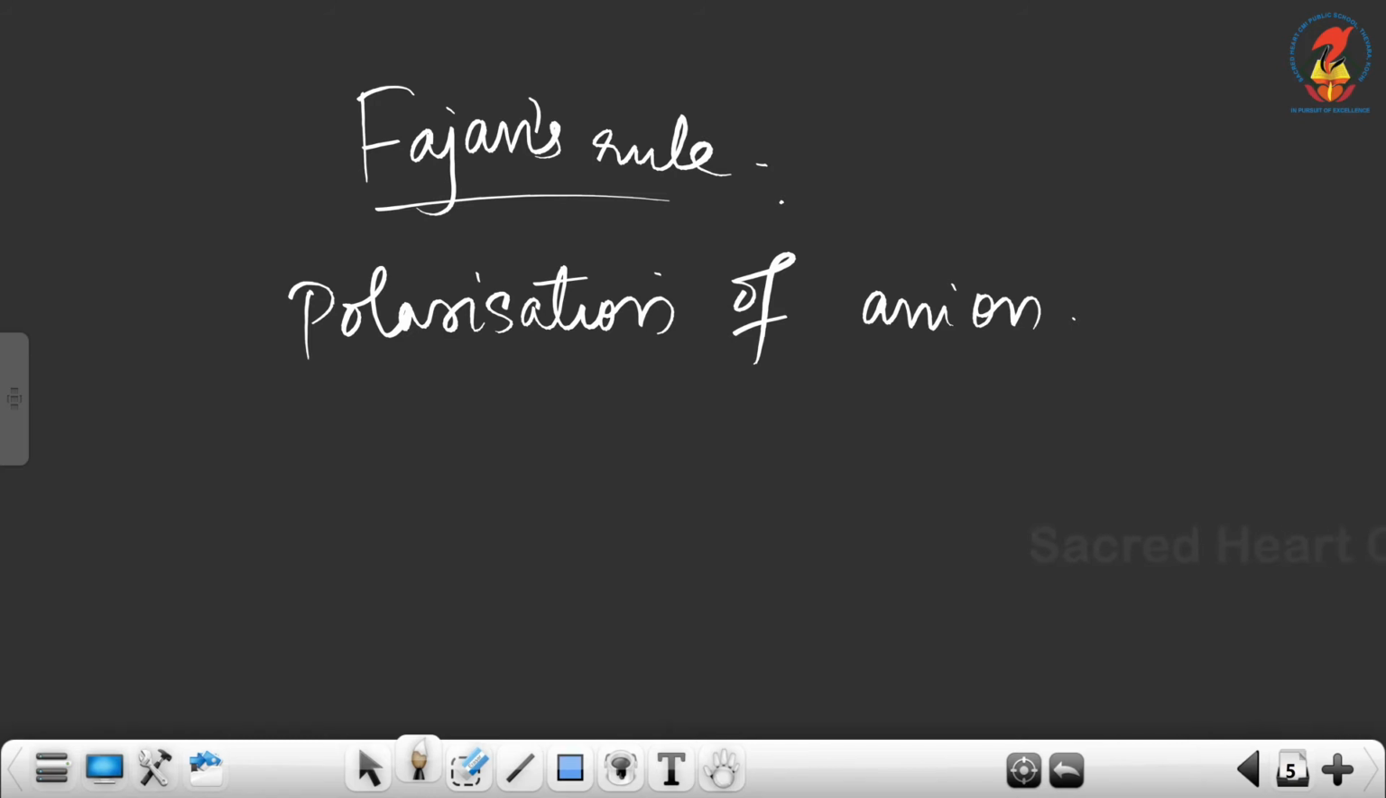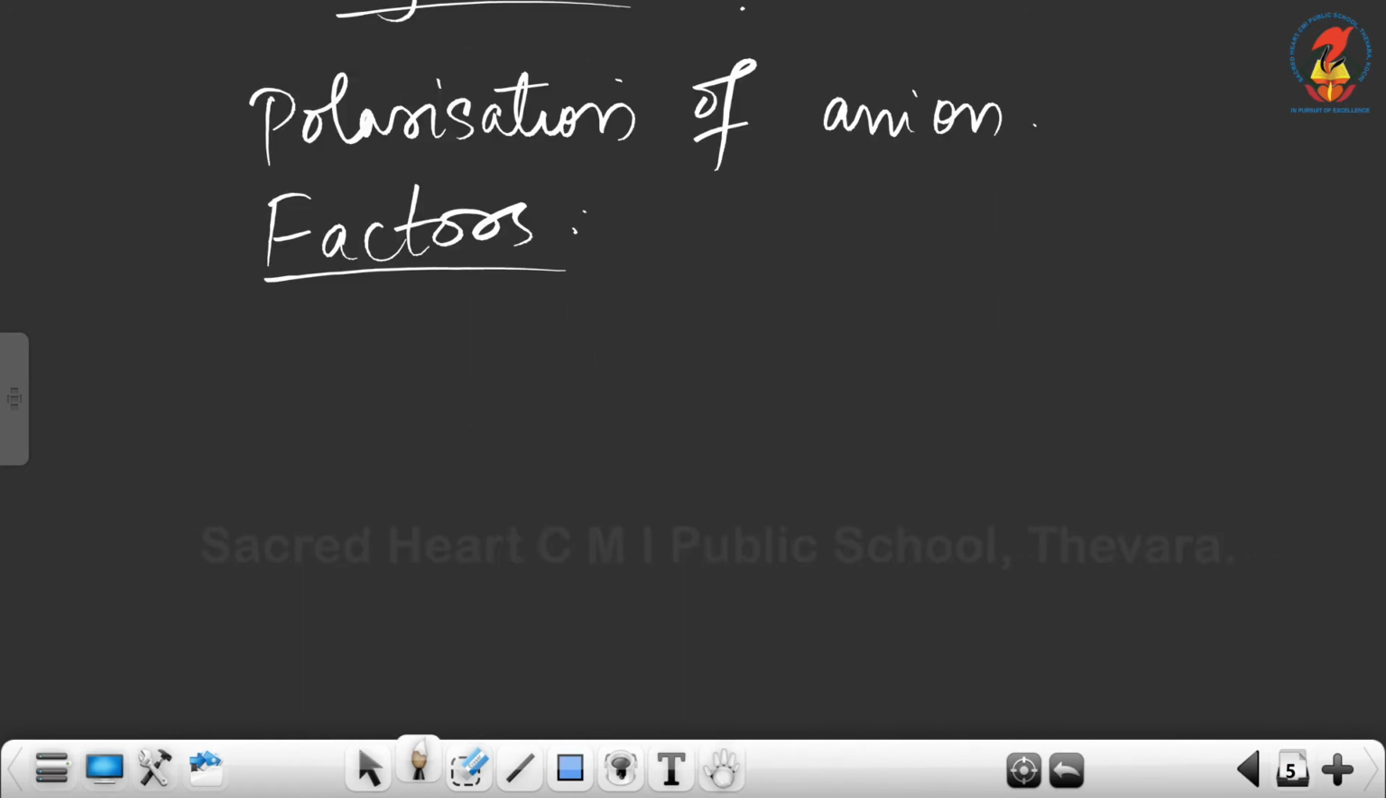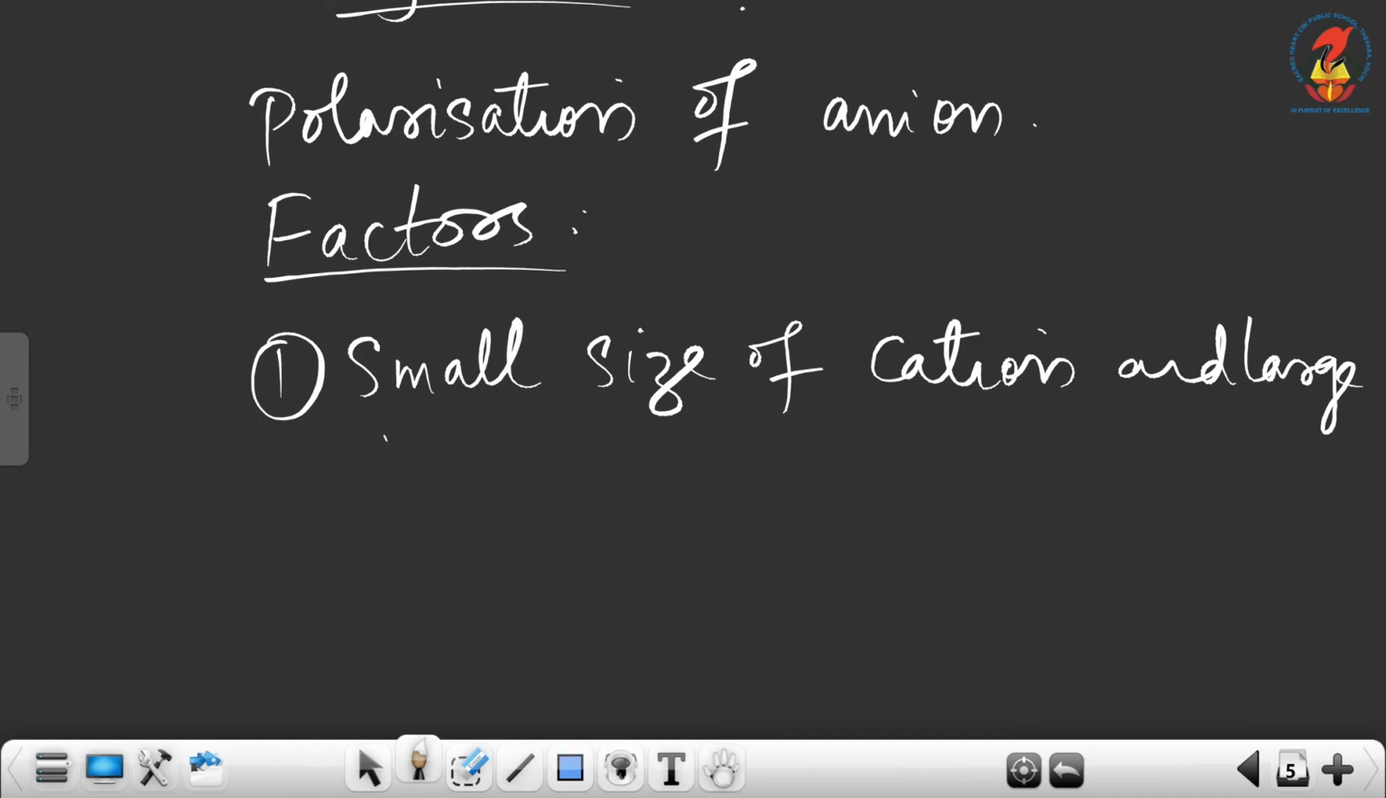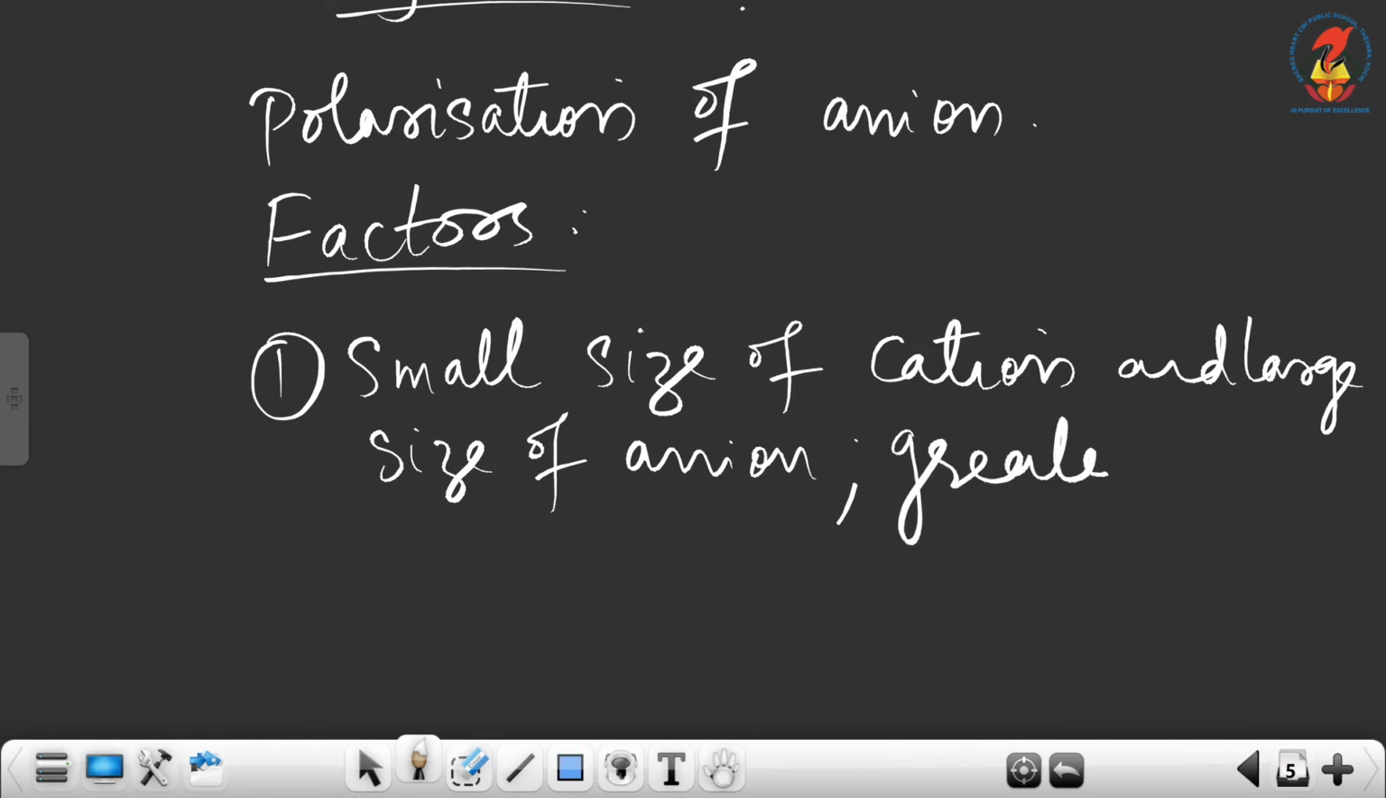Okay, now let's see the factors that favor polarization. These factors are very important. We have application questions based on these factors. The first factor is the smaller size of cation, and the larger size of anion, greater is the covalent character.